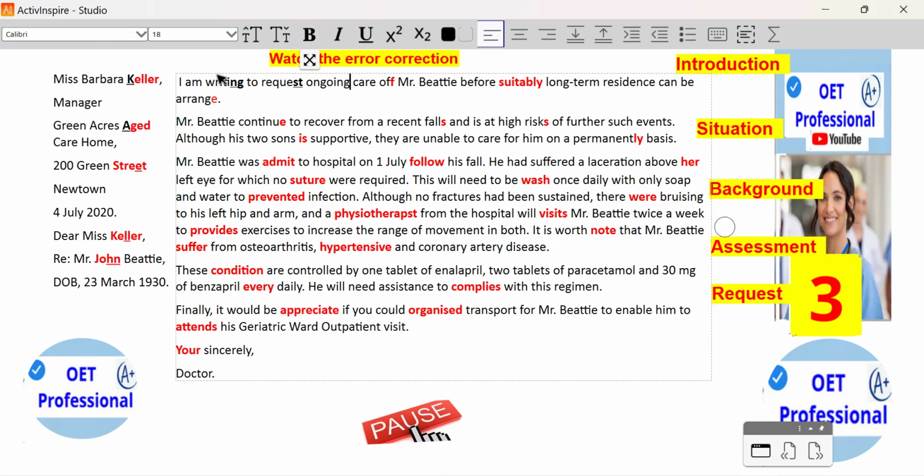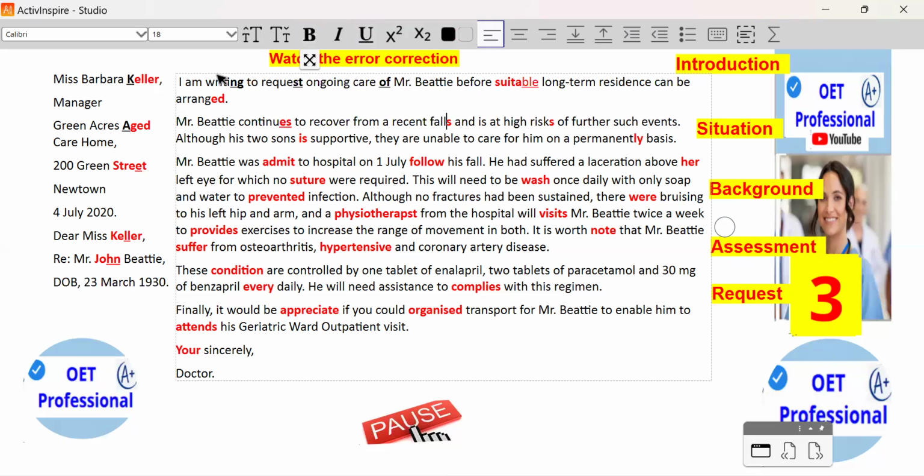I'm writing to request ongoing care of Mr. Beattie before suitable long-term residence can be arranged. Mr. Beattie continues to recover from a recent fall.